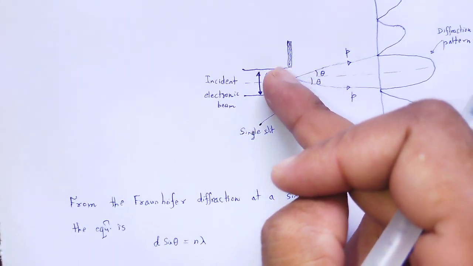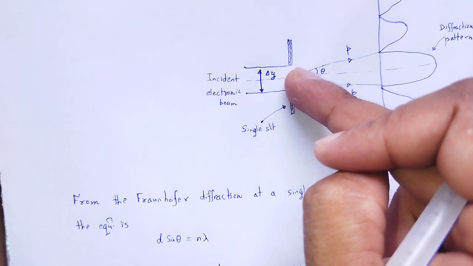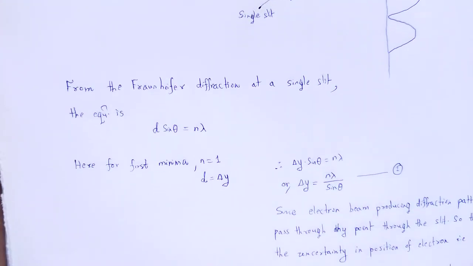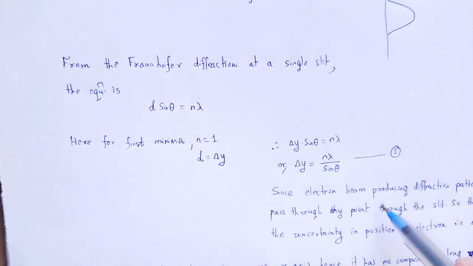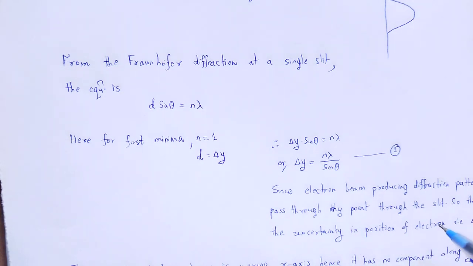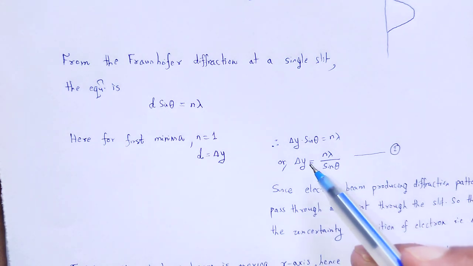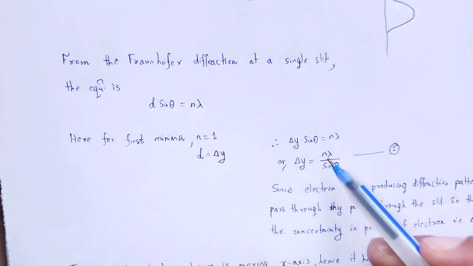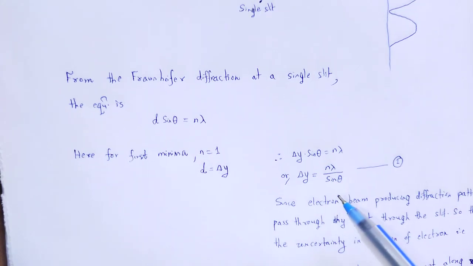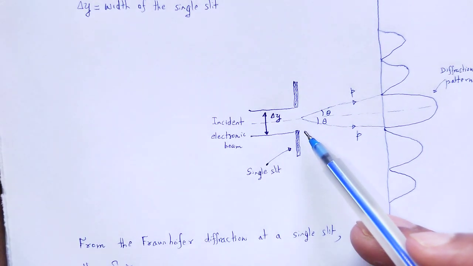Consider the electrons within the single slit. What would be the exact position we can refer to? That is the uncertainty in position of such electrons, since the electron beam producing the diffraction pattern can pass through any point of the slit. So, this is the uncertainty in position of the electron, given by delta y. Delta y is equal to n lambda by sin theta. Then we calculate the uncertainty of momentum of such an electron.